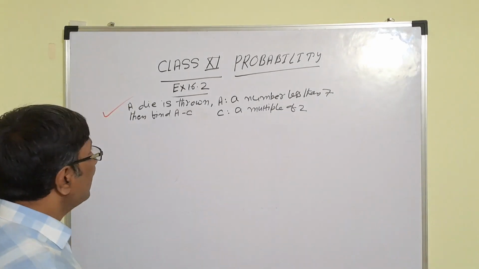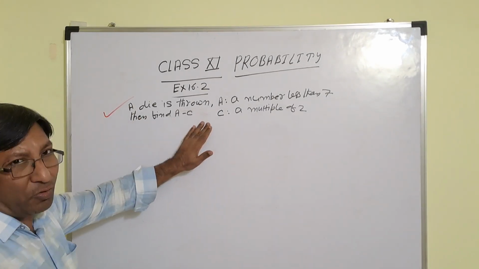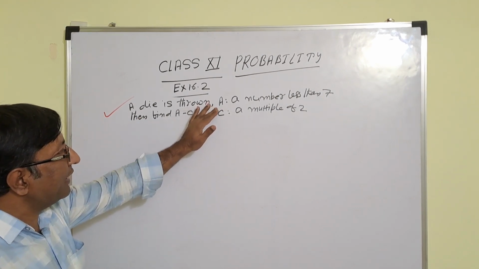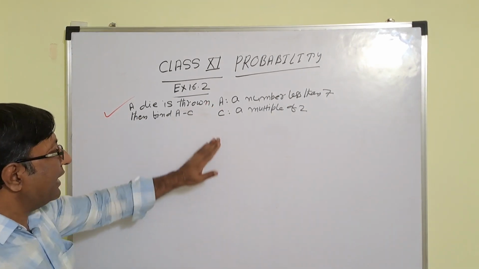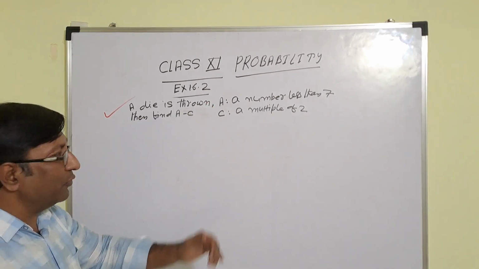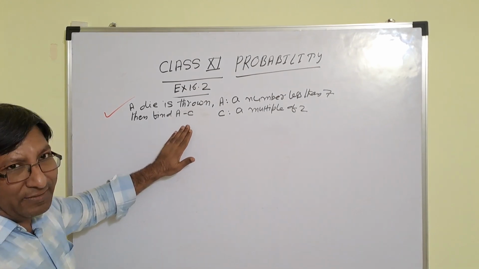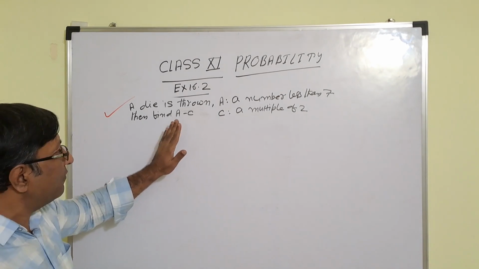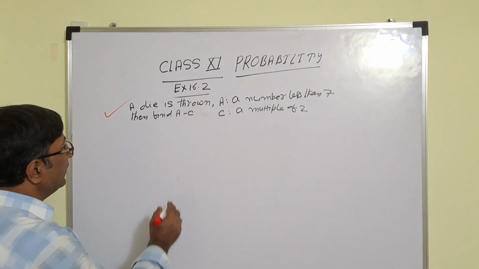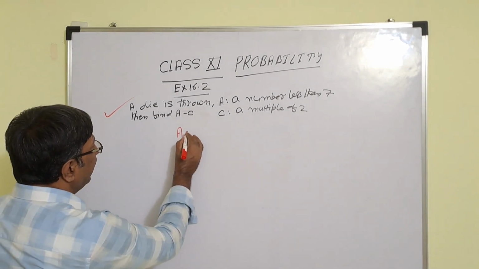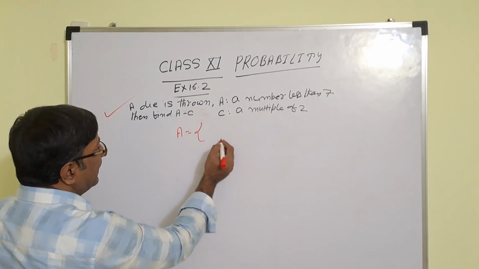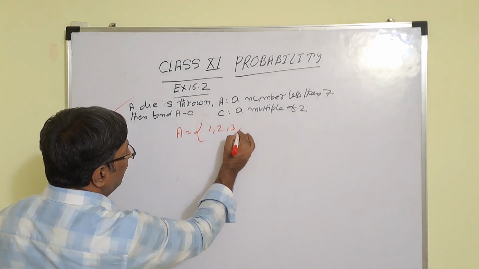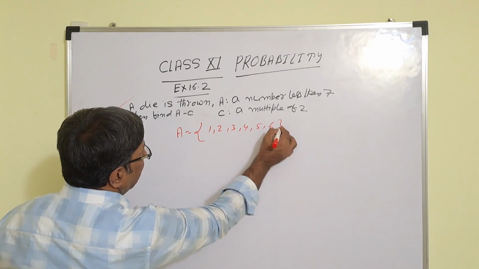See the question. A die is thrown where event A is a number less than 7 and event C is a multiple of 2. We have to find A minus C. That means remove the elements of C from A. So first you find what are the members of event A. So event A is a number less than 7. So 1, 2, 3, 4, 5, 6.